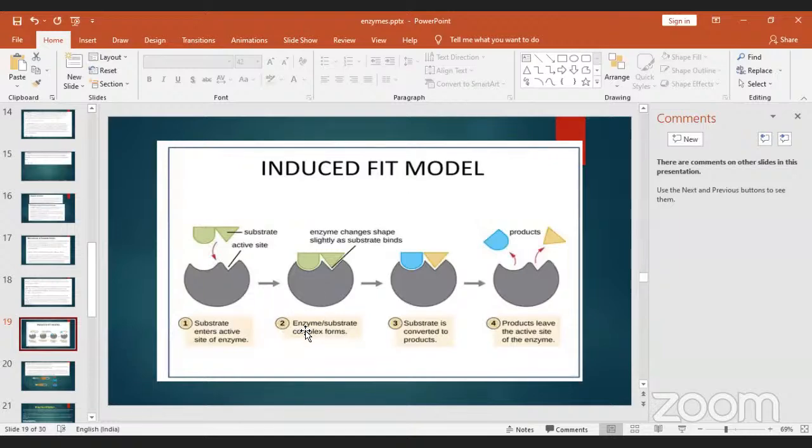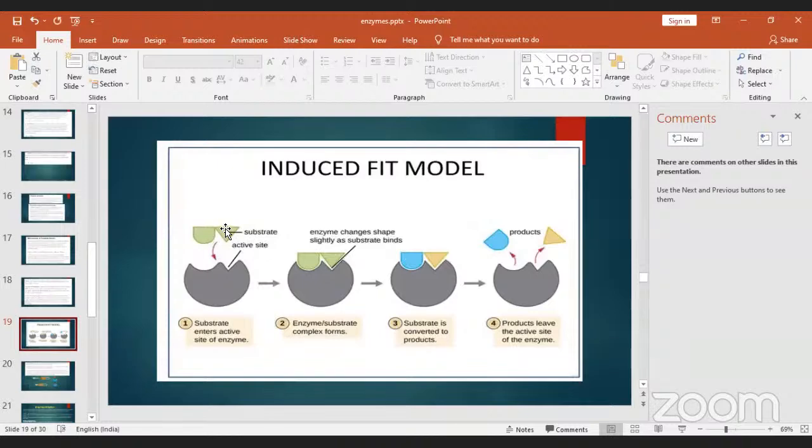As in the second case, the enzyme substrate complex is formed when the substrate enters the active site. The enzyme changes shape slightly as the substrate binds. Previously this was the enzyme shape; after the binding of the substrate, the enzyme changes its shape. As in the third case, the substrate is converted to products.